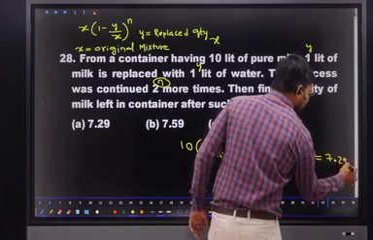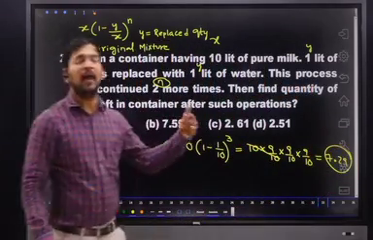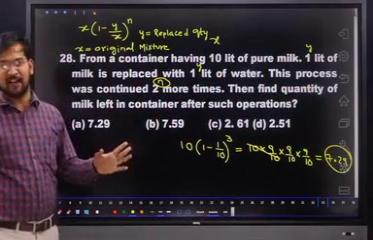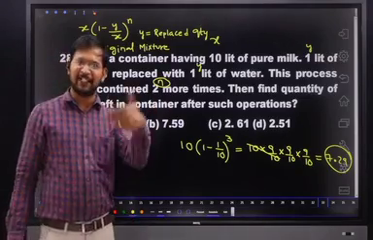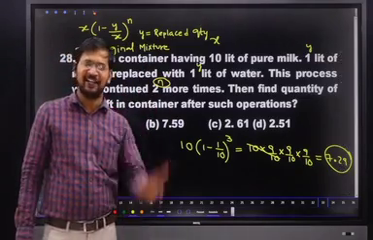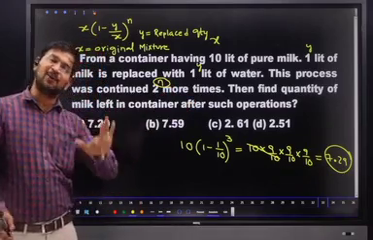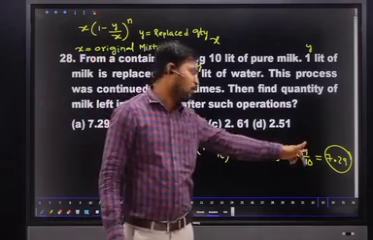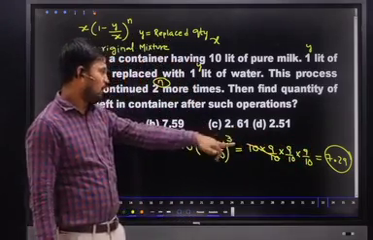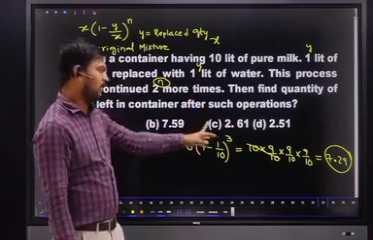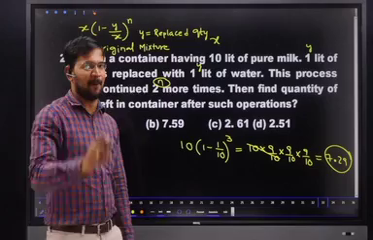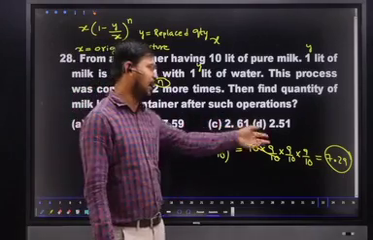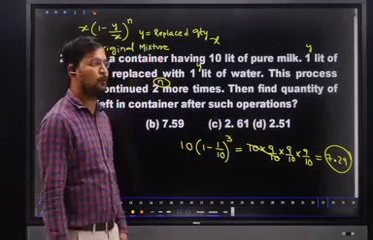So finally 7.29 liters of milk is there after 3 such operations. We took 10 liters of milk, but in that only 7.29 liters of milk is there. The remaining is water. If they ask for water, just subtract 7.29 from 10, then we will get water. Sometimes they may ask, find the quantity of the water after 3 such operations. Then your answer is 10 minus 7.29, that is 2.61.